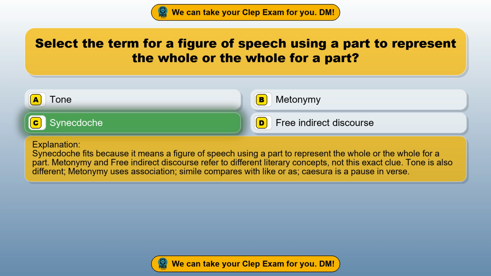Metonymy and free indirect discourse refer to different literary concepts, not this exact clue. Tone is also different. Metonymy uses association, simile compares with like or as, caesura is a pause in verse.